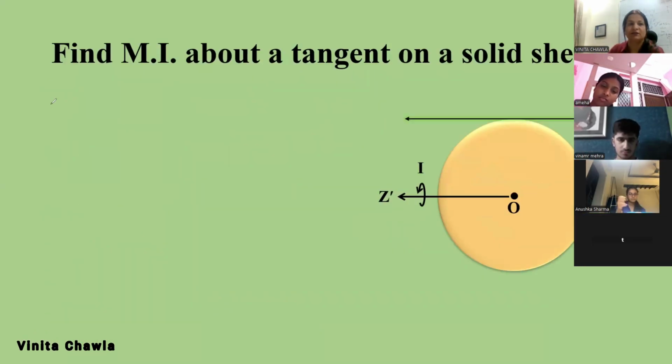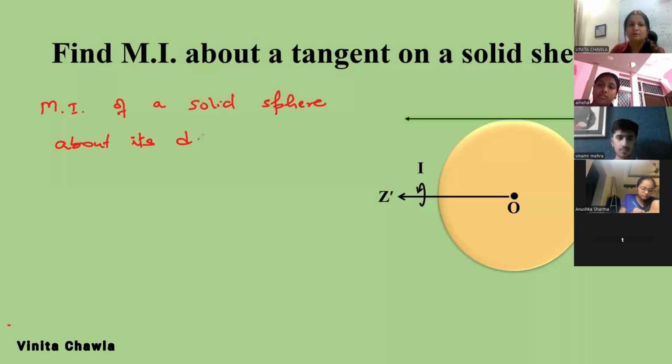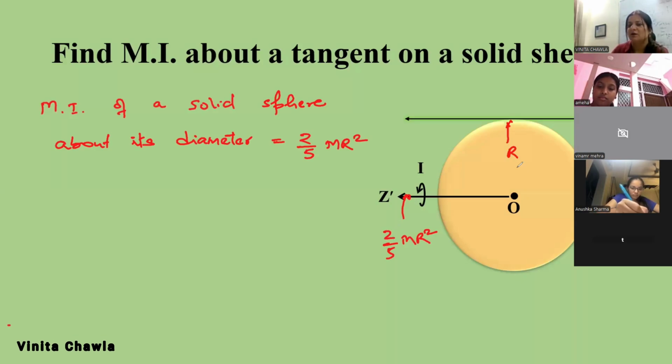So what is the moment of inertia of a solid sphere about its diameter? It's 2 by 5 mr square, right? So about this axis, moment of inertia is 2 by 5 mr square, and this distance is r. Again, we'll apply theorem of parallel axis here.